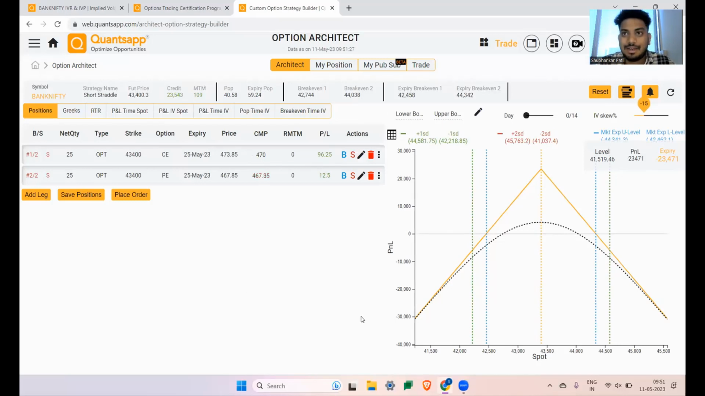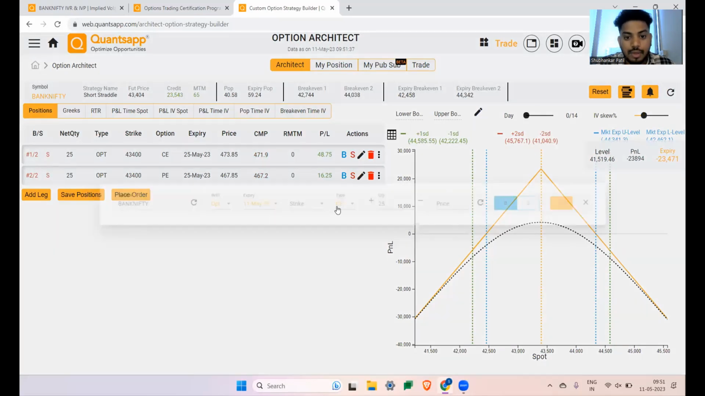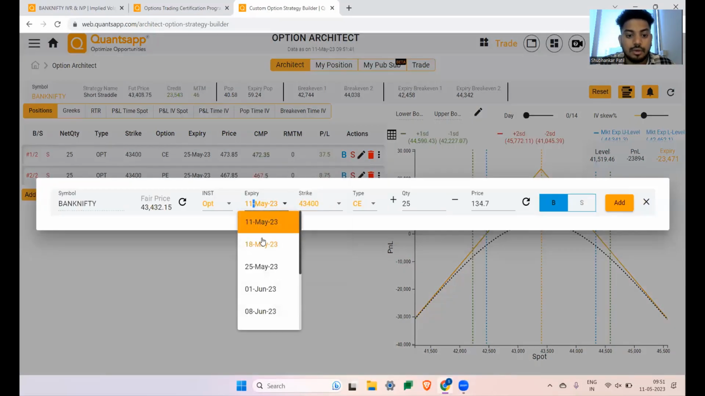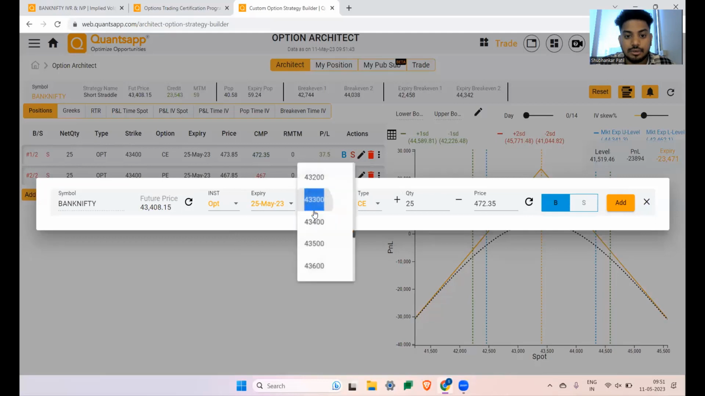But the problem with this strategy is that it comes with a huge, undefined loss. The loss in the strategy is unknown. In this strategy, you will have unlimited loss. So for that, what you can do is hedge this position, right? You can obviously convert the strategy into an iron condor.